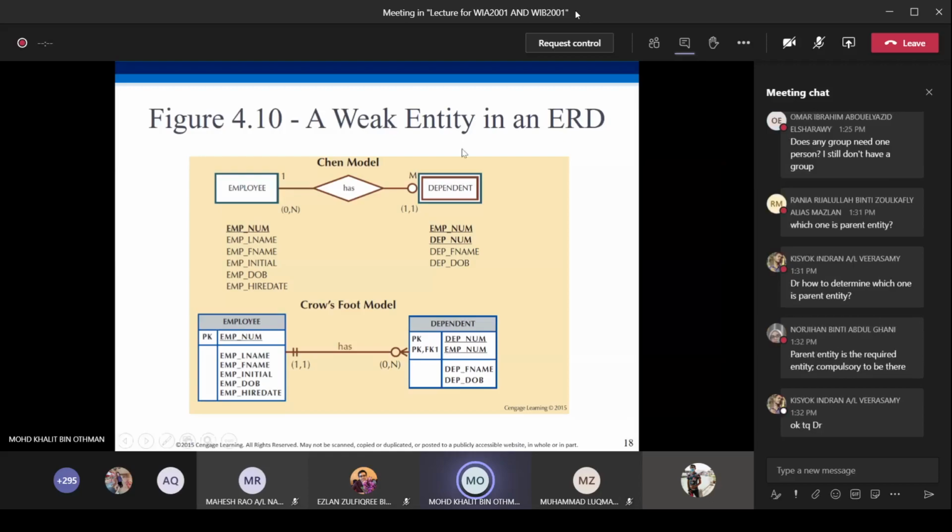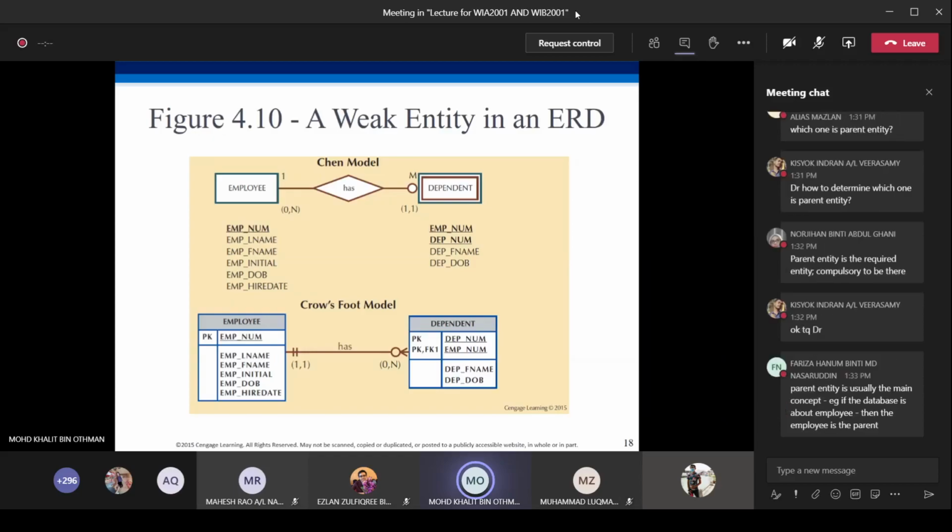This entity, dependent, cannot exist without the entity employee. Okay, I hope you understand, class, the definition of what is a weak entity. This is an example of weak entity, but this is also an example of a strong relationship between the employee entity and the dependent entity.